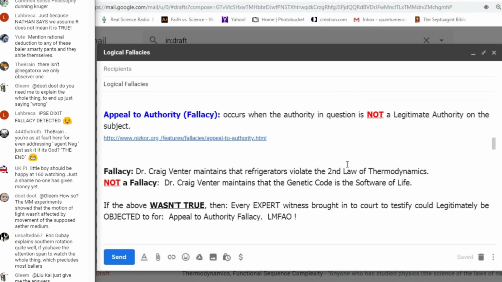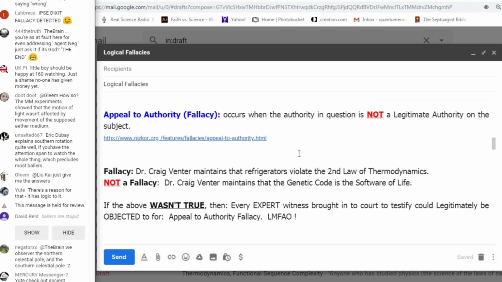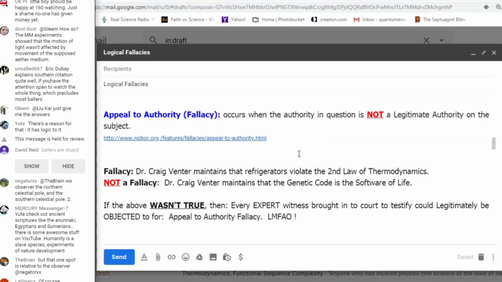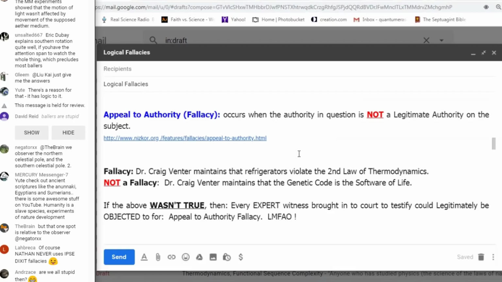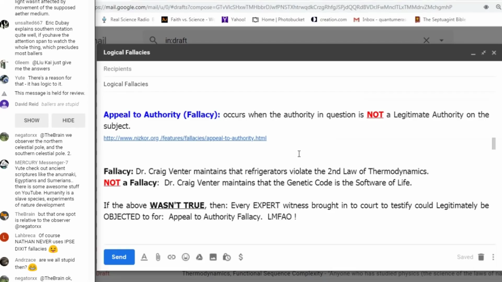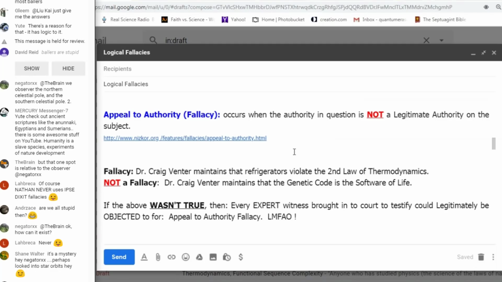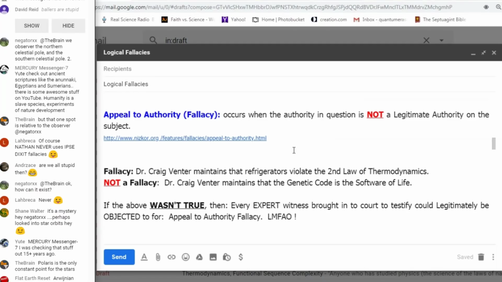Here's another one that gets abused and people don't have any clue what they're talking about. Let me show you. This is the appeal to authority, right? You've heard this many times, correct? Well, it gets quoted wrong because you'll find a couple of different references to this that are incorrect. Now let's go through and see if it logically follows. So, an appeal to authority fallacy occurs when the authority in question is not a legitimate authority on the subject.